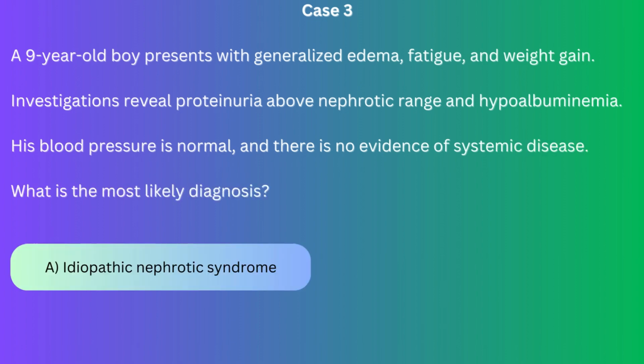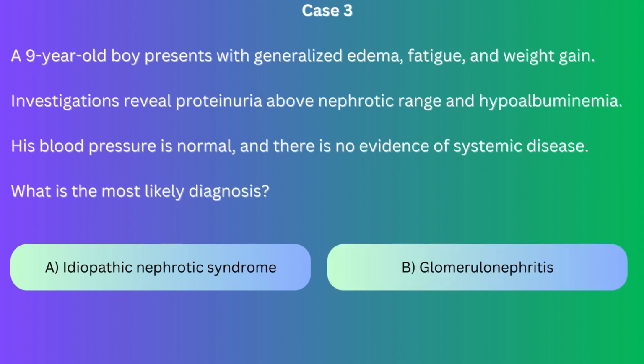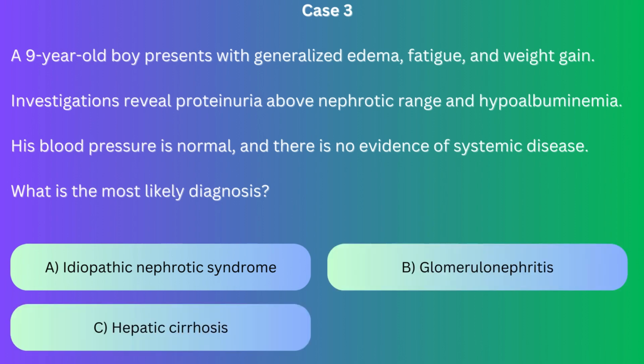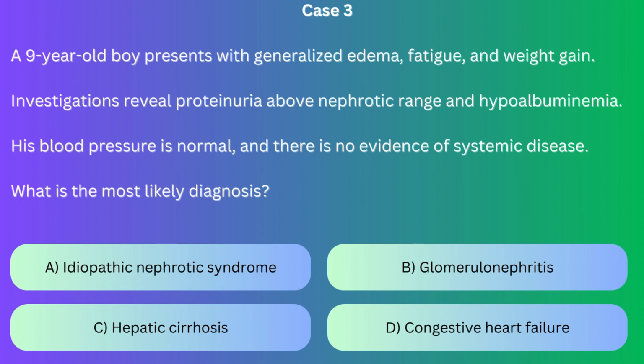A. Idiopathic nephrotic syndrome. B. Glomerulonephritis. C. Hepatic cirrhosis. D. Congestive heart failure. The correct answer is A. The clinical presentation and the lab findings are typical for idiopathic nephrotic syndrome, which is the most common form of nephrotic syndrome in children and is often characterized by minimal change disease in biopsy.